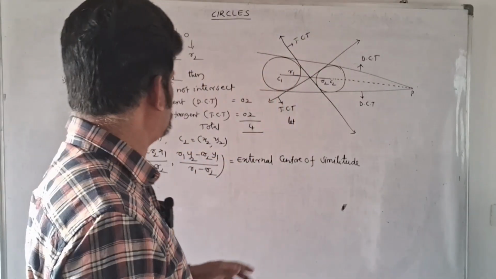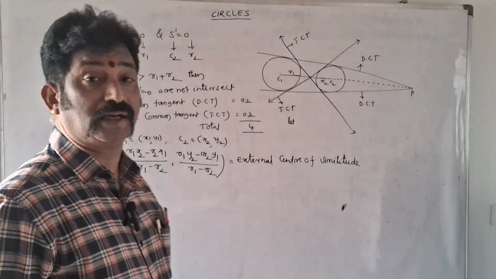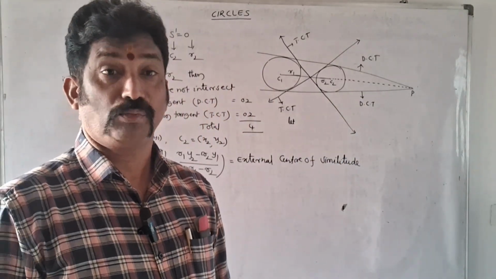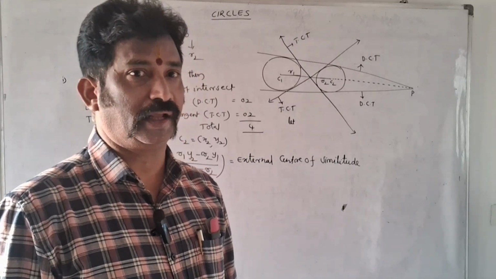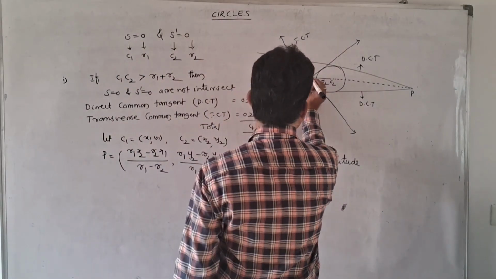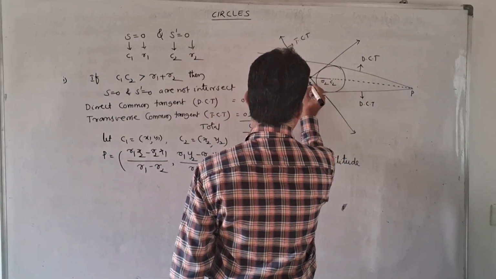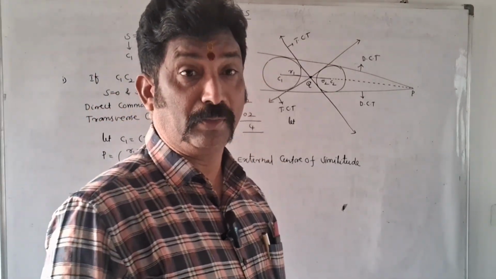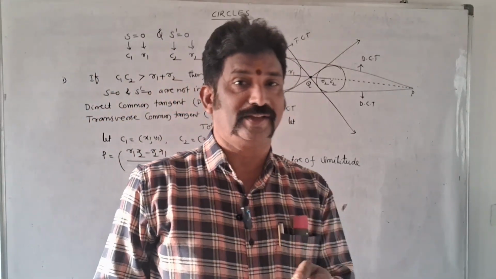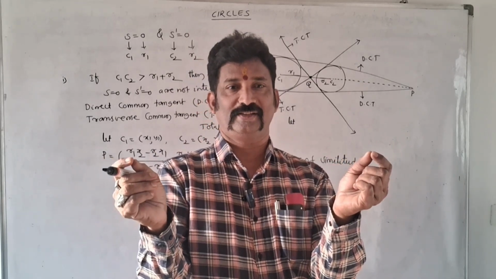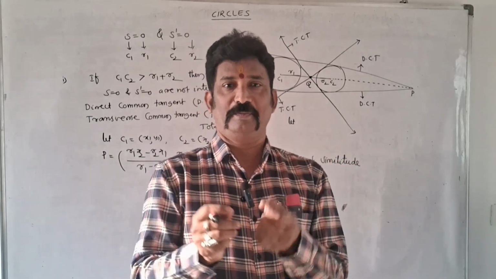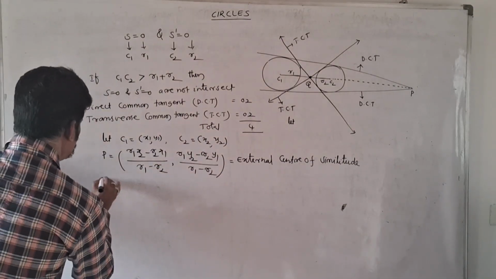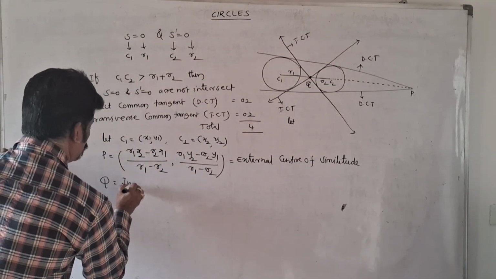Now P is equal to the external center of similitude, the point of intersection of direct common tangents. Now what about these points? So this is the point Q. This is the internal center of similitude. Why? Because Q lies on the line joining the centers. That's why it is internal. Q is equal to the internal center of similitude.